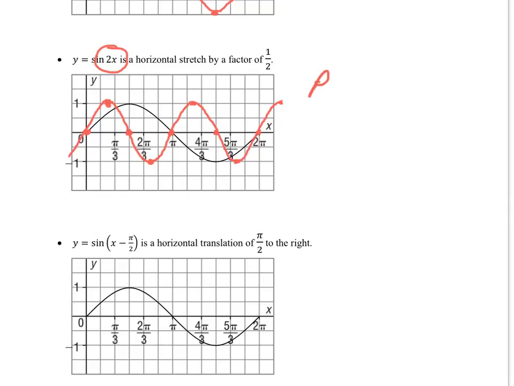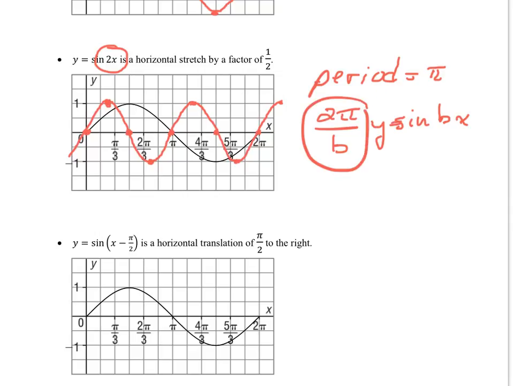So we have a period of pi. And in general, we'll say that the period will be 2 pi divided by whatever that value is that's multiplied to the x. So if we think of having the sine of b times x, and if this is our function, then this is our period, 2 pi divided by b.